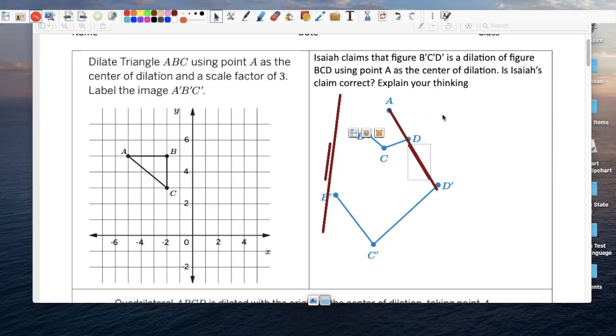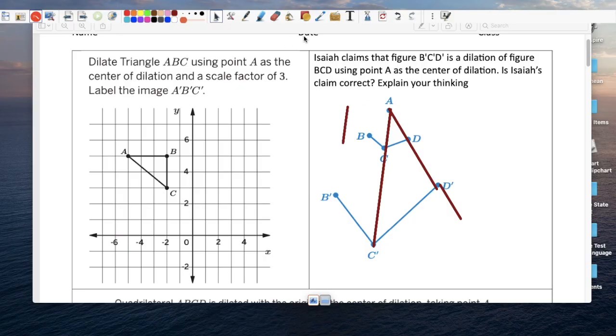Is figure BCD a dilation of B prime, C prime, D prime, a dilation of figure BCD using point A as a center of dilation? It doesn't look like it because it fails here. Everything else looks like it was scale factor 3, but here, look, this was AD, and if you scale it up with a scale factor of 3, it should be 1, 2, 3. Point D should be all the way down here. Point A works, right? Point A works. Even point C is a little bit off.